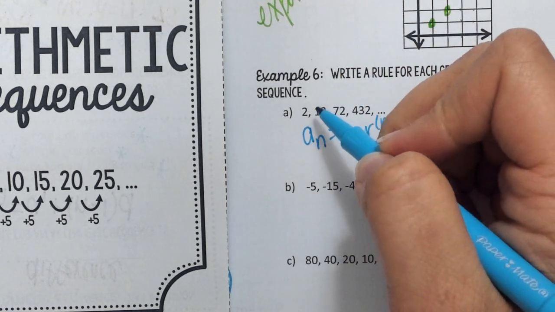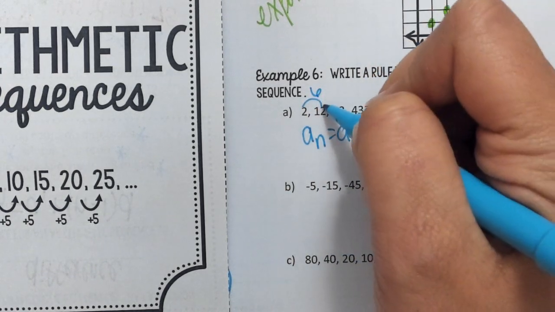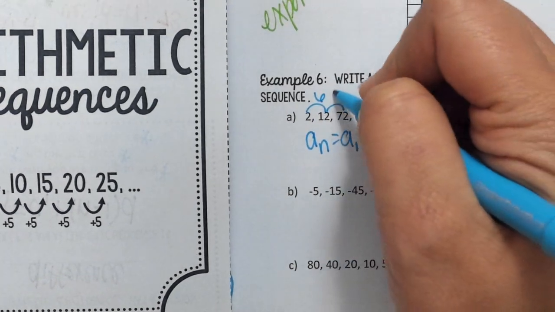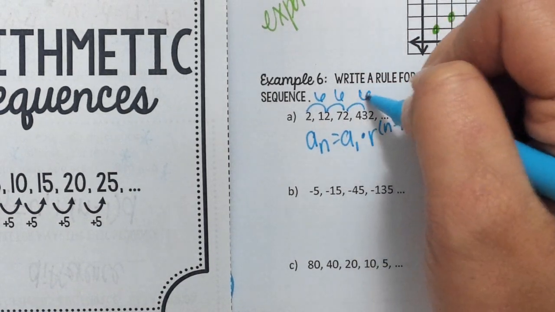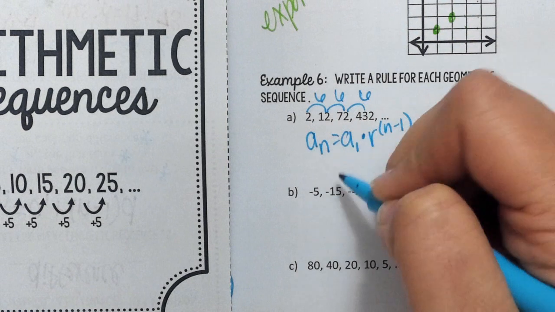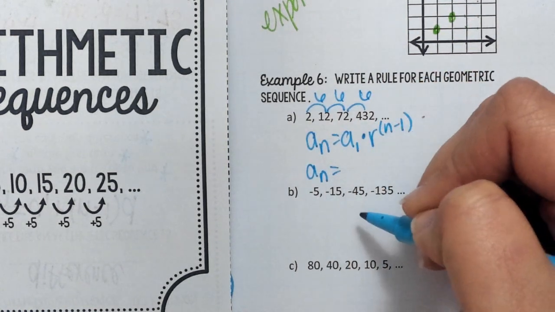Alright, so now please do 12 divided by 2 and tell me what you get. 6. Good. What's 72 divided by 12? 6. And what's 432 divided by 72? Okay, so what's our r this time? 6. Okay. Now, what's a sub 1? What's our first term?